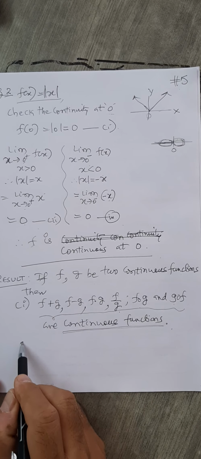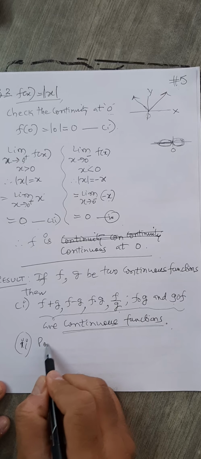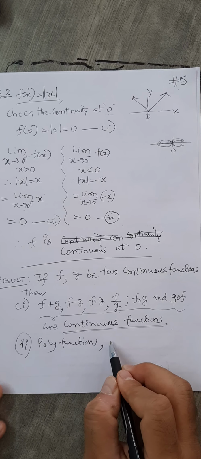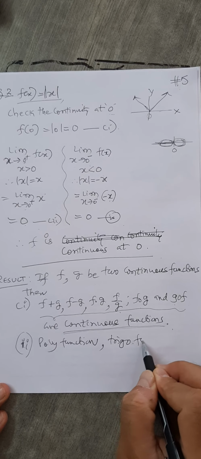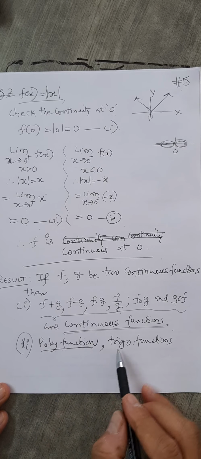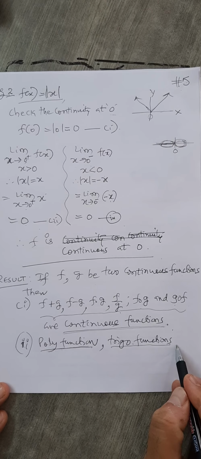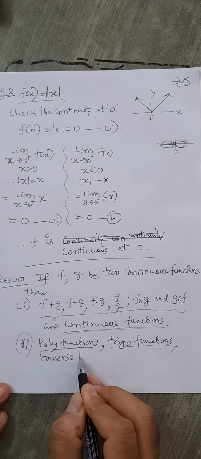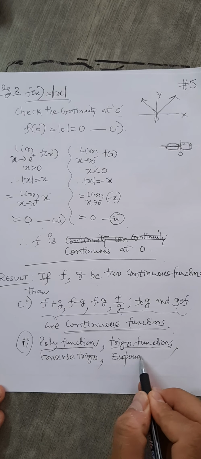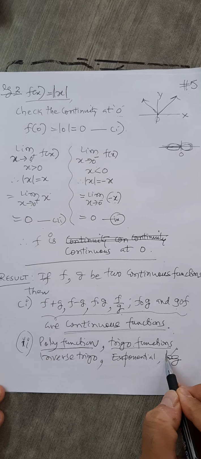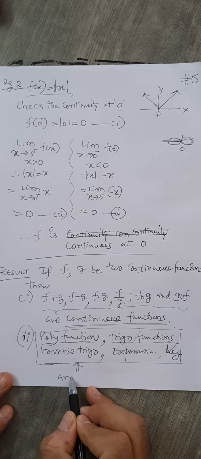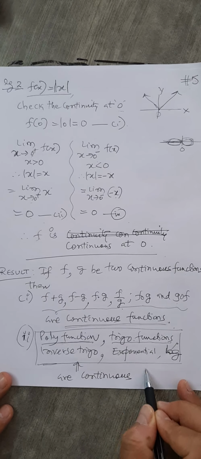And second, all these standard functions: polynomial functions, which include linear, quadratic, cubic, anything; trig functions; inverse trig functions, sine inverse, cos inverse; exponential functions, which we did at the end of 11th standard; and logarithmic functions. These are always continuous in their proper domain. These are all continuous functions.